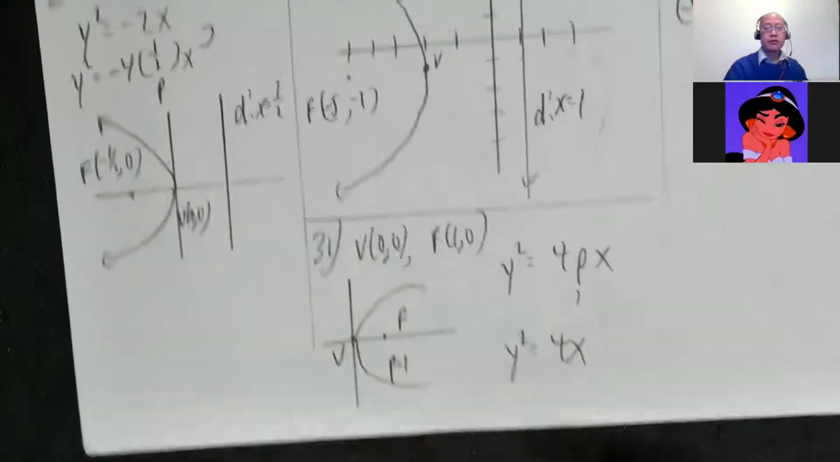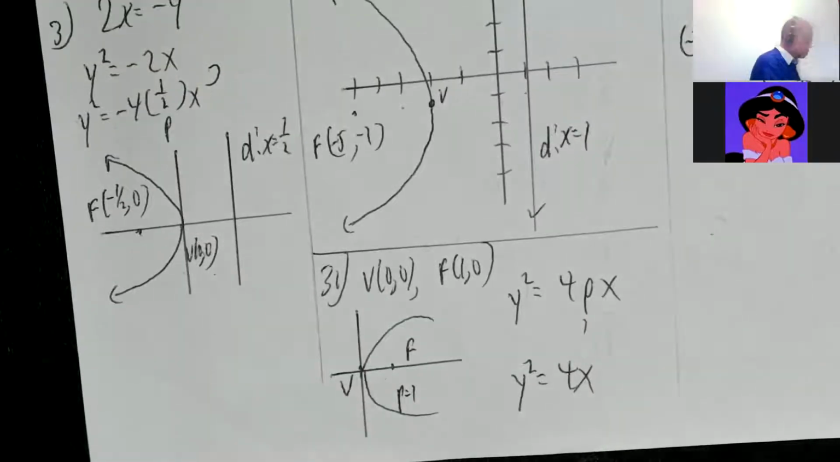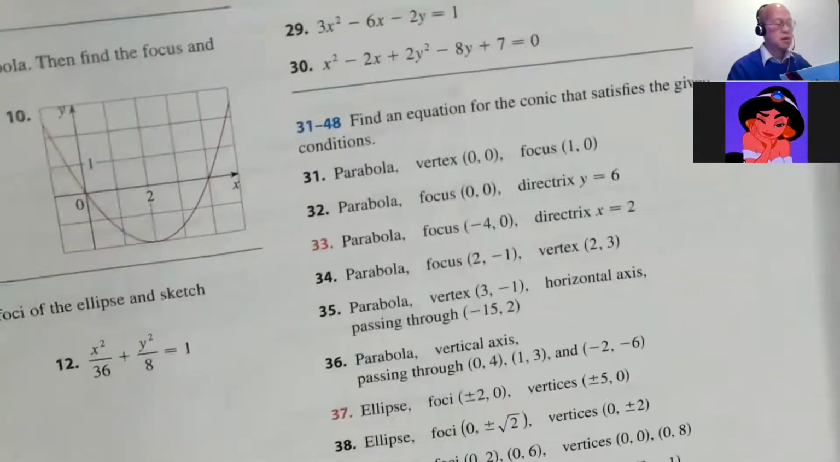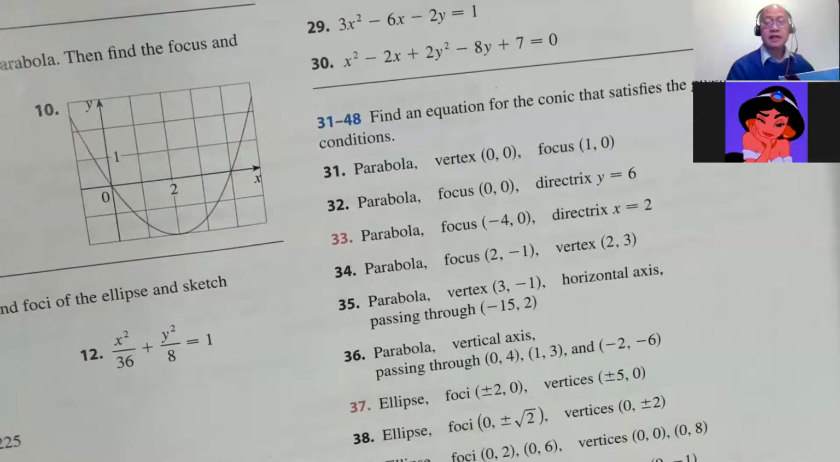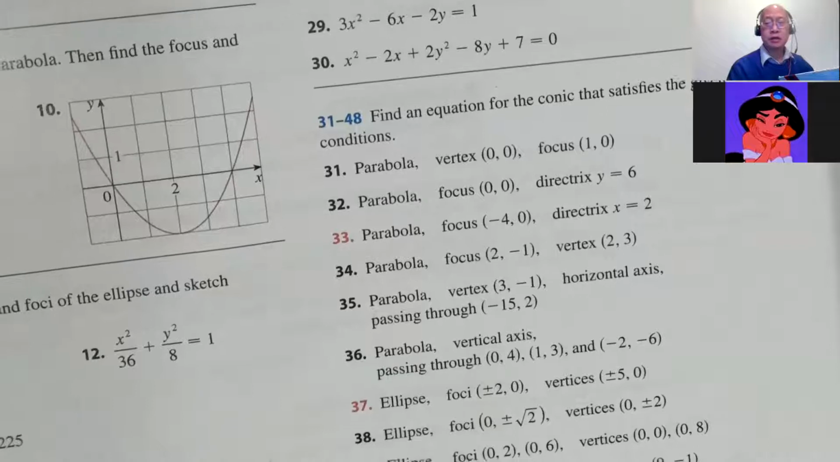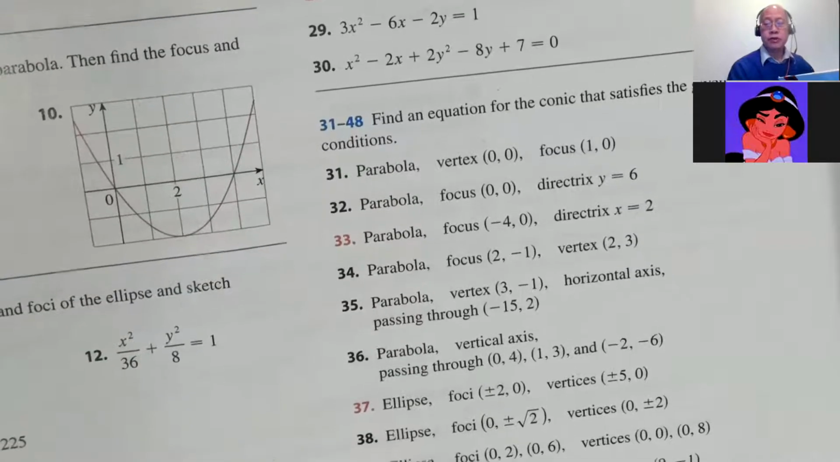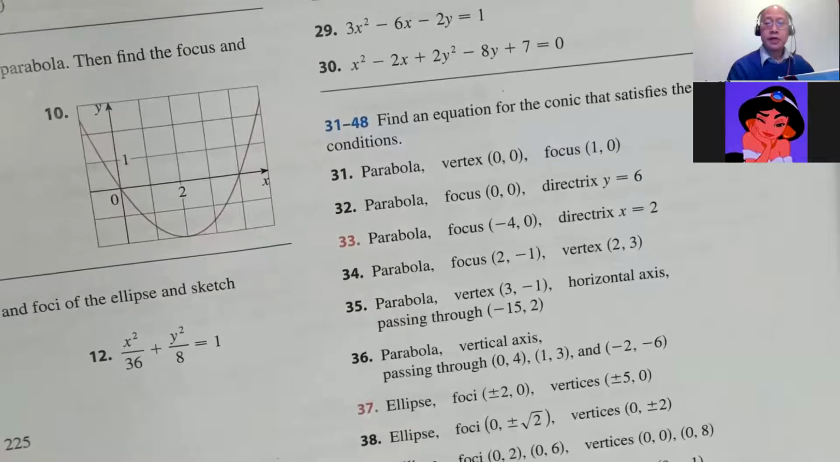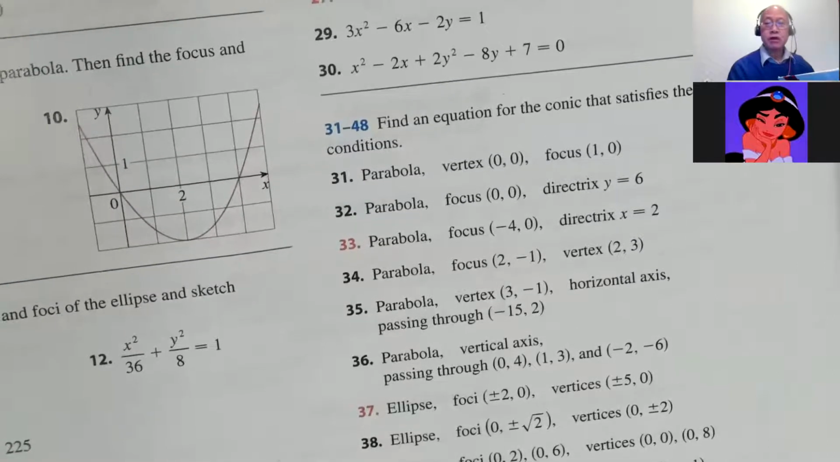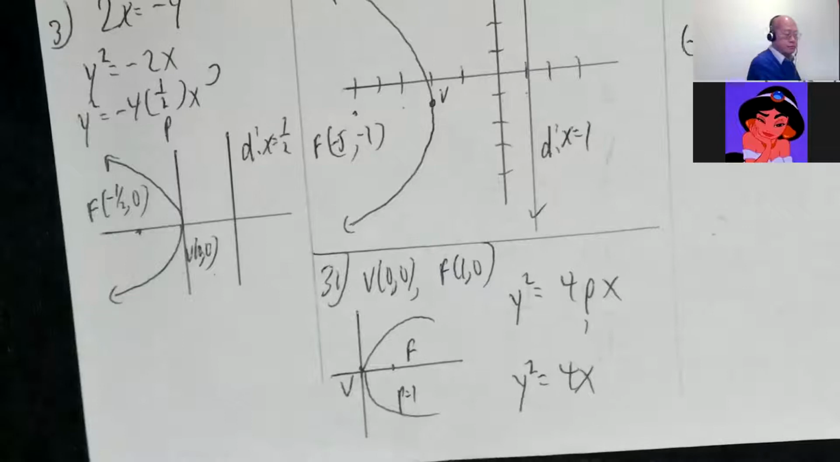Okay, jumping down to 31 now. Find the equation of the conic section. It's parabola, ellipse, hyperbola, or circle, but we don't have to worry about circles now because we've already done circles. All right, so 31. Vertex is the origin. That's best case scenario. Focus is 1, 0.